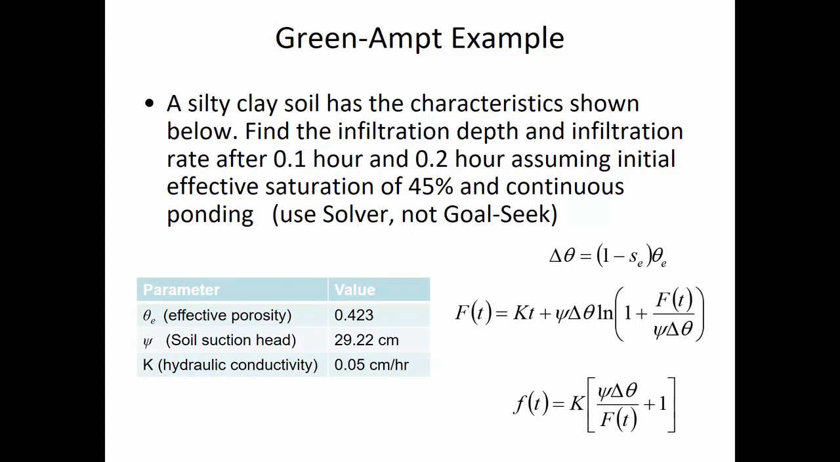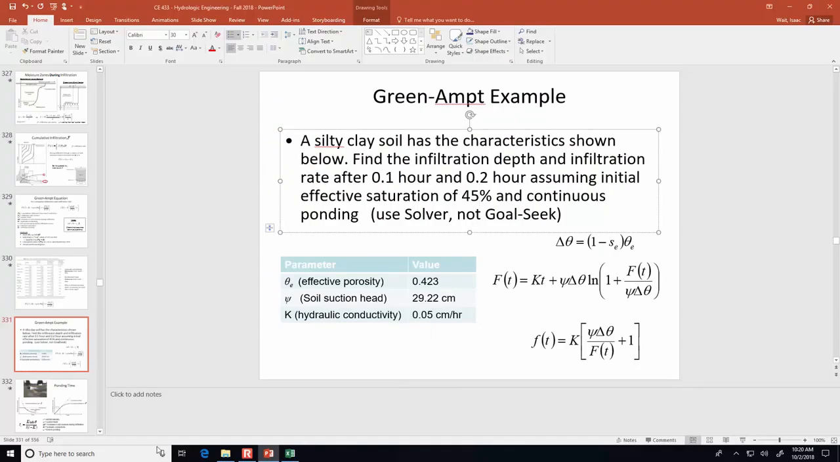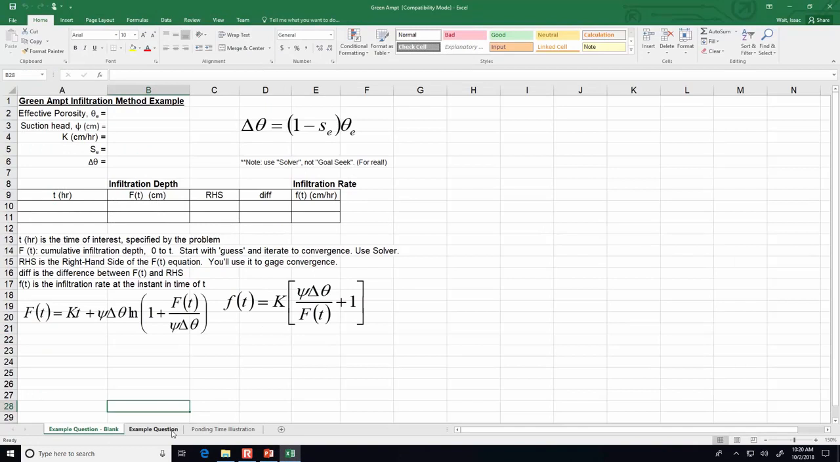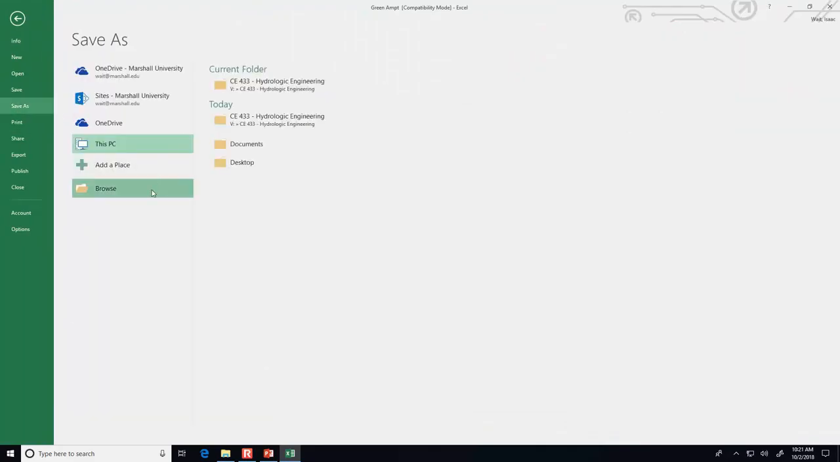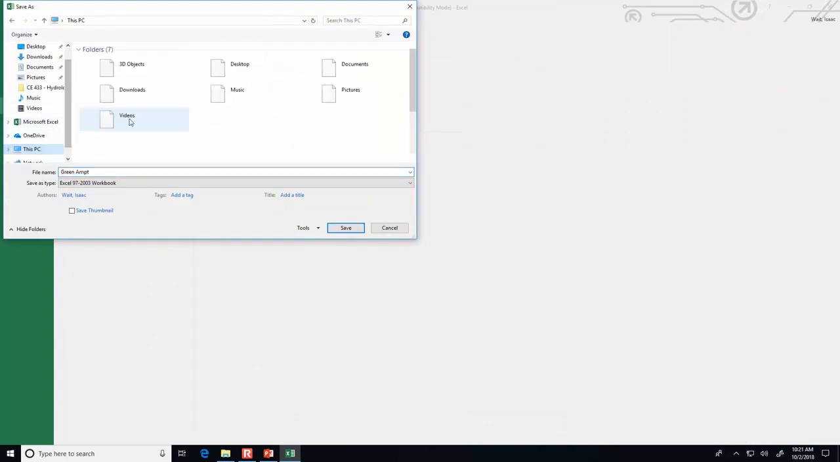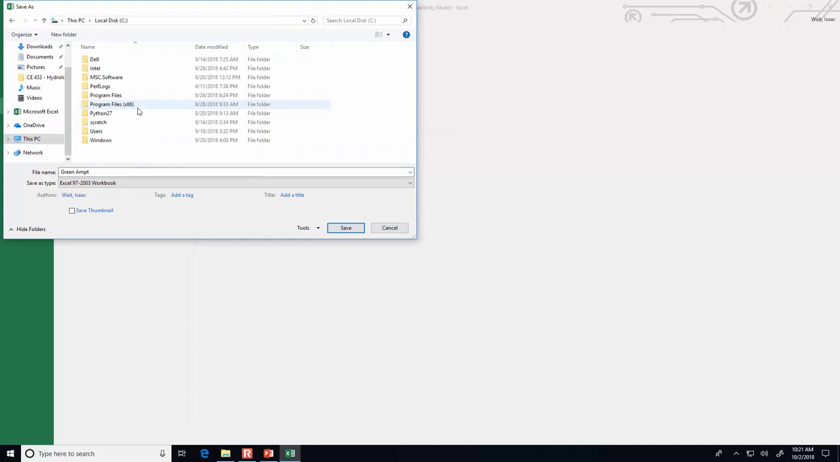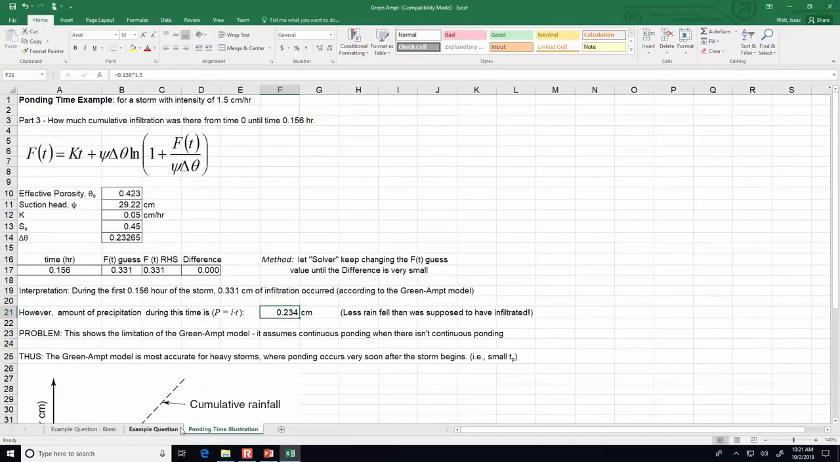Okay, so let's look at how much infiltration depth there is and also the infiltration rate over time. So we'll start up Excel here. Did I give you guys the template file? No, okay. Let me do that. I can make that happen fairly quick. You don't have to necessarily use it, but it'll be there if you need it.